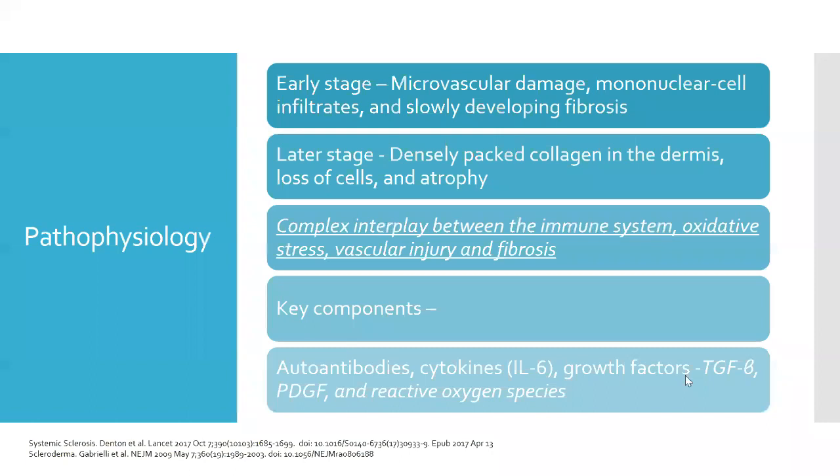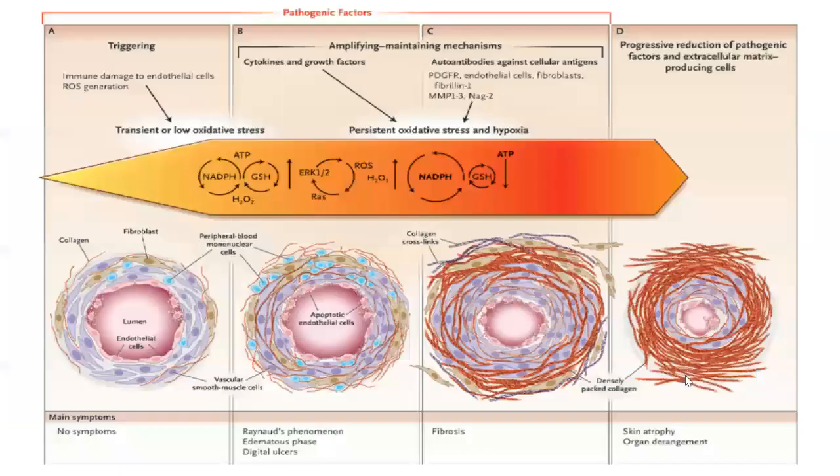Coming into the tissues, and then you slowly develop fibrosis. In the later stage, the fibrosis gets more pronounced, and then you develop skin atrophy. So overall, it's not just the autoimmune factors that play a role, but also reactive oxygen species, direct vascular damage, and pro-fibrogenic cytokines, including TGF-beta and PDGF.